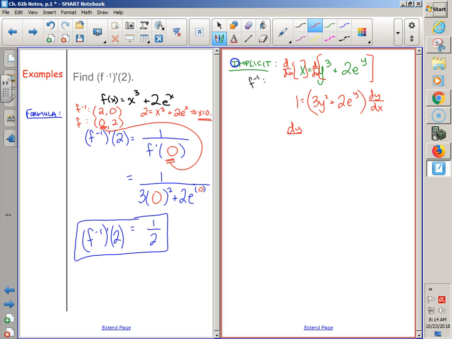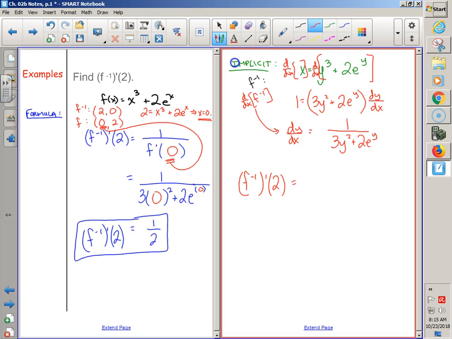So I'm just shortcutting a little bit. dy/dx, aka d/dx of f inverse, that's what's going on right down here, is equal to 1 over 3y squared plus 2e to the y. Well, wait, what do I plug in? I'm trying to find f inverse prime of 2.